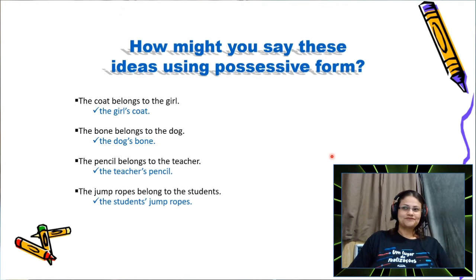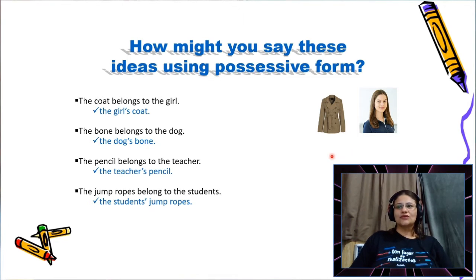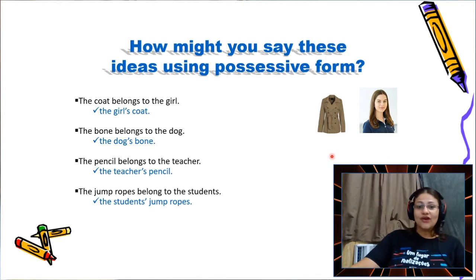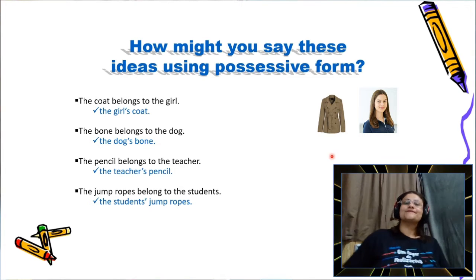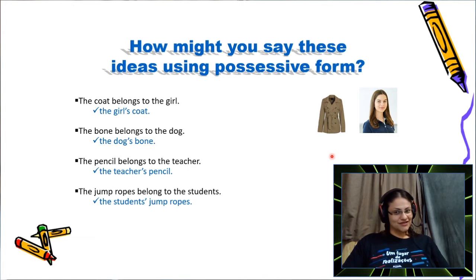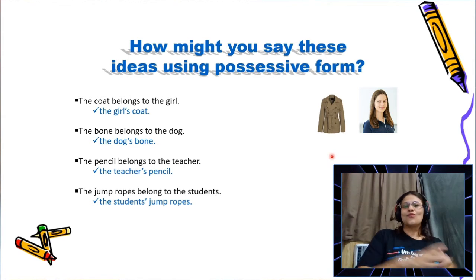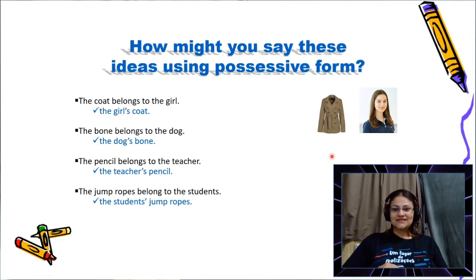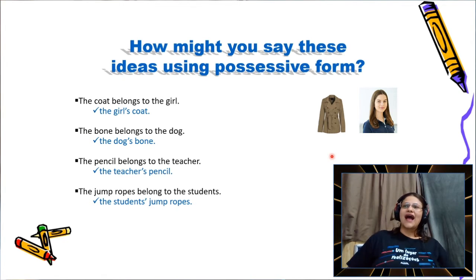Let's see. The coat belongs to the girl. Okay, so the possessor is the girl, and what was possessed is the coat. So I can say the girl's coat.